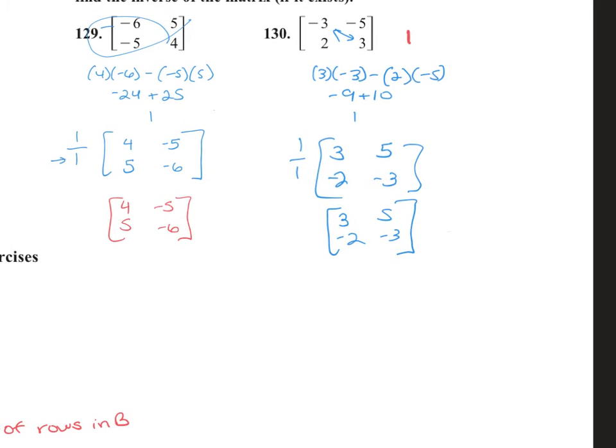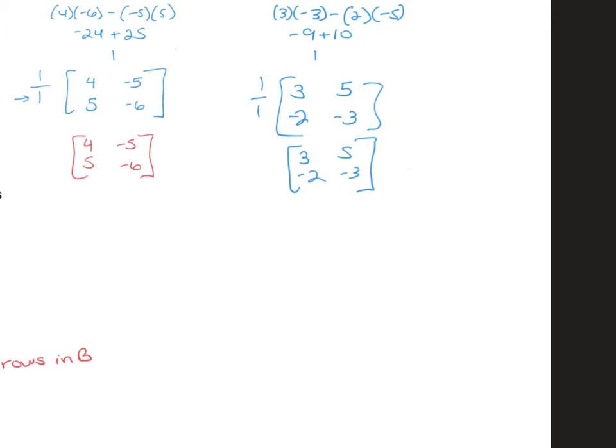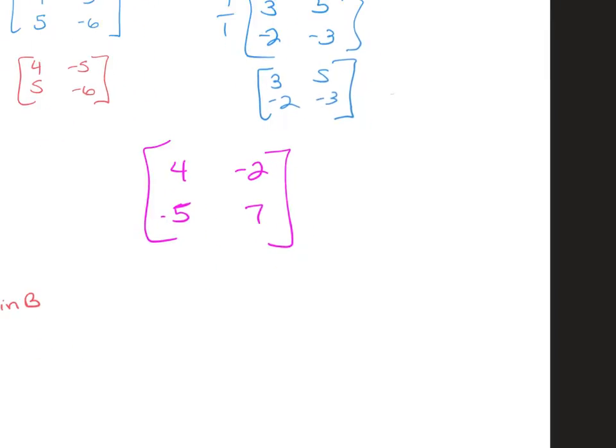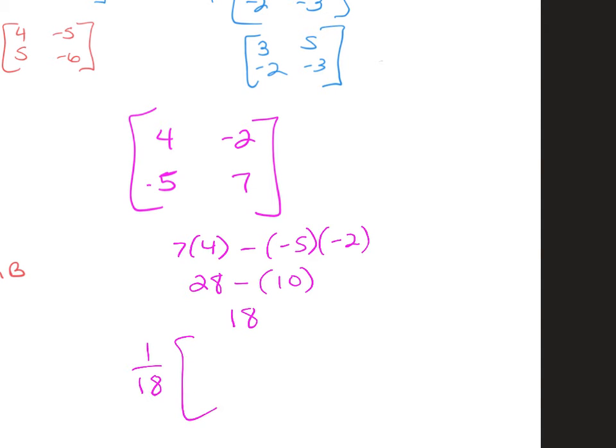Here, I can make one up that's not that. What happens if both of them are negative or both of them are positive inside the one on the changing of the sign? So if it's like 5, 4, negative 2, negative 5, and 7, let's say. So I do 7 times 4 minus a negative 5 times a negative 2, 28 minus a positive 10, and that's positive 18. So I get 1 over 18, and then switch the 7 and the 4, change the signs on the negative 2 and the 5. So whatever sign they were, they are now the opposite.